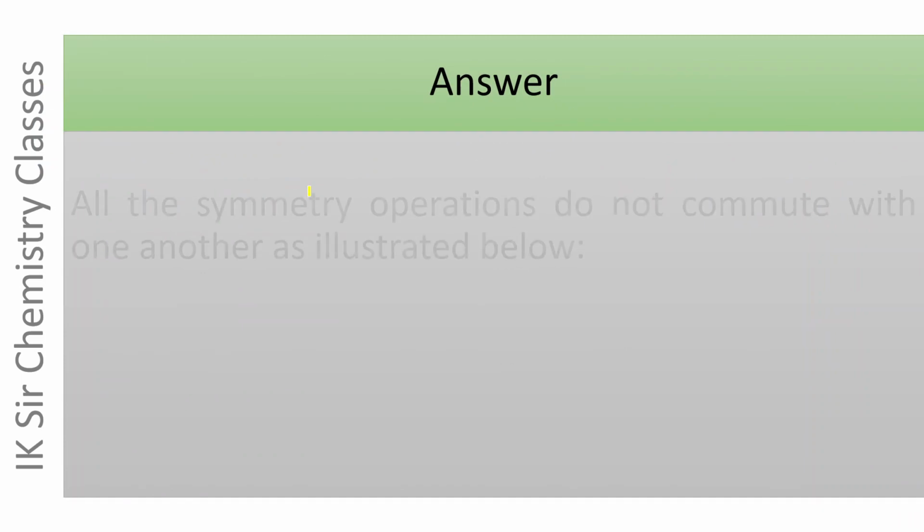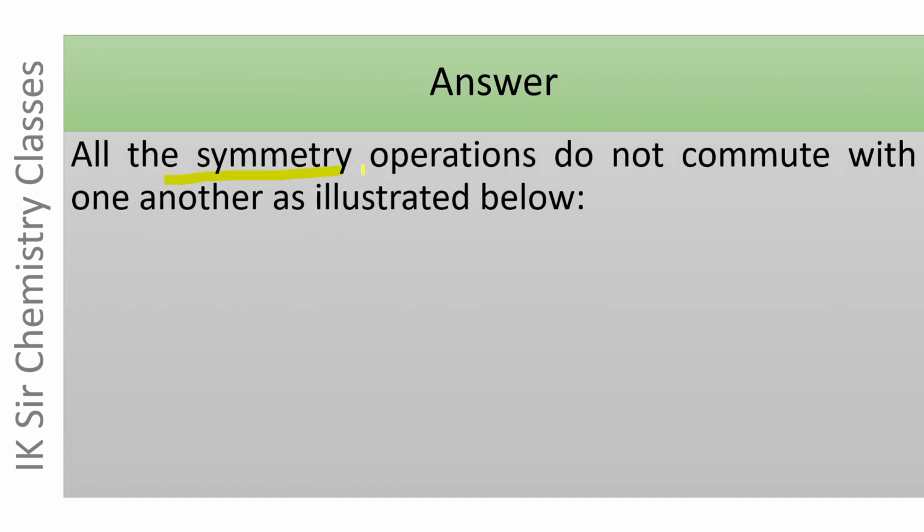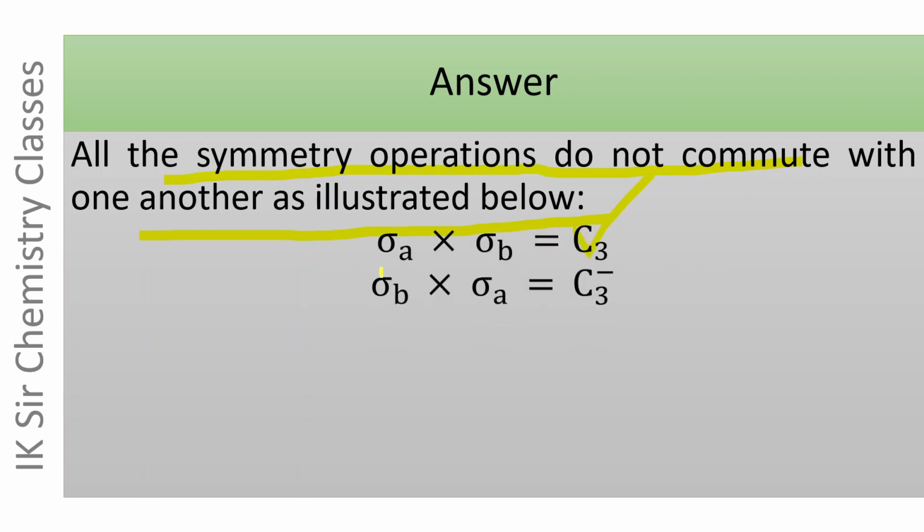Here is the answer. All the symmetry operations of C3v point group don't commute with one another as illustrated below. Sigma A multiplied by sigma B is equal to C3, while sigma B multiplied by sigma A is equal to C3 inverse. It means sigma A multiplied by sigma B is not equal to sigma B multiplied by sigma A, and these two symmetry operations don't commute with each other.